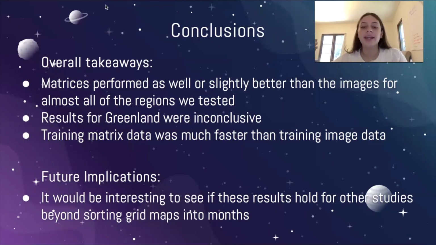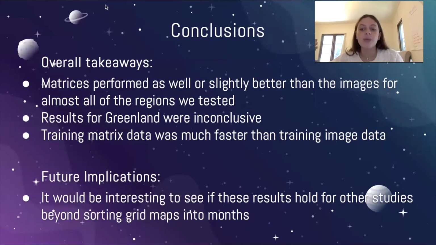Ultimately, we found that in nearly all of the regions we tested, using matrices yielded results that were as good or better than the image data results. In both the matrix results and the image data results from the regions Australia, South America, the Amazon, and the Middle East, training accuracies were in the mid to high 90s and even up to 100.